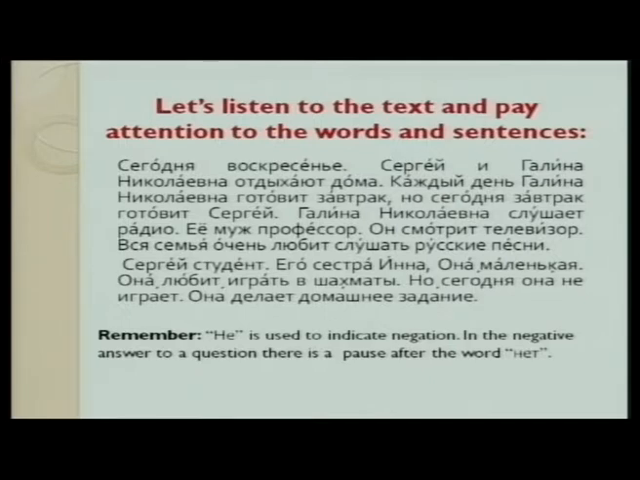If we pay attention to the next sentence, here the verb is любить, and accordingly it has been conjugated. In a sentence, вся семья очень любит слушать русские песни. In the next paragraph, we have the usage of любить and играть. Please pay attention to the sentence. Она маленькая. Она любит играть в шахматы. Here the verb любить and играть are used together.